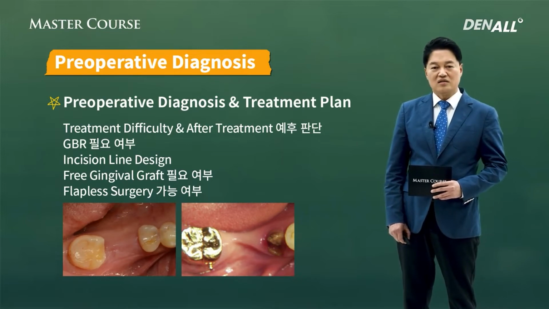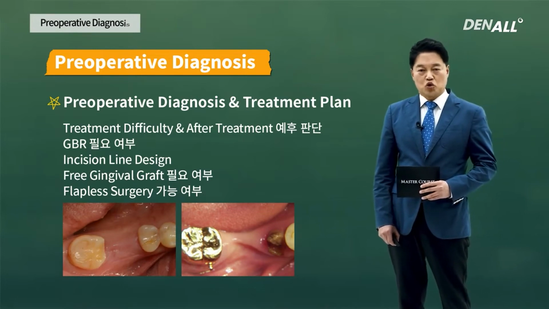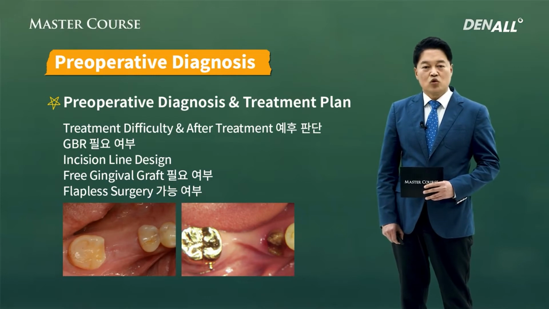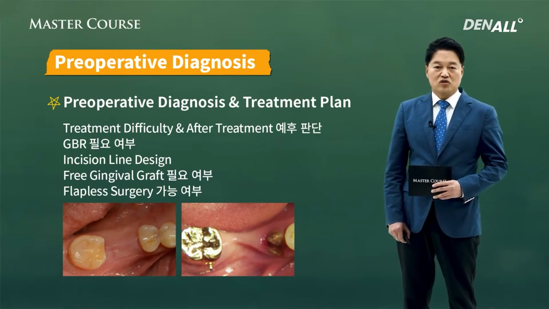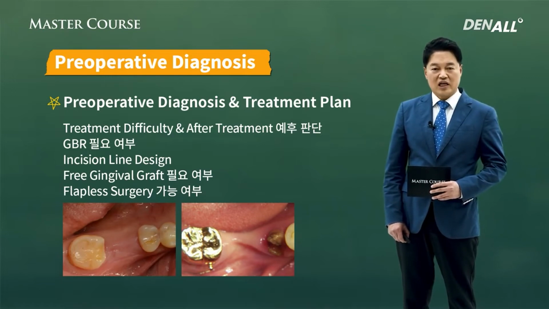On the right, you need to divide the remaining attached gingiva equally between left and right, so the incision line needs to be made lingually. Also, because there is severe bone resorption, GBR is imperative. On the right, there's a lack of attached gingiva, so a free gingival graft can also be considered. On the other hand, in the case of the left, we can consider flapless surgery as well.